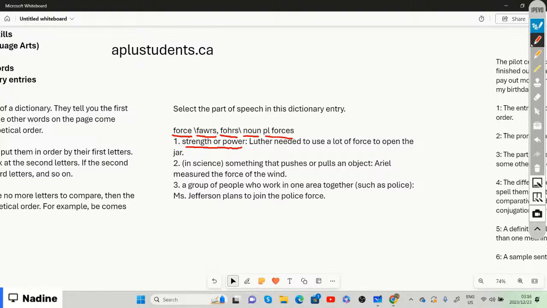But now if there's also a sentence to go with that, then it will make much more sense. For example, Luther needed to use a lot of force to open the jar, which means that the jar was very tight.